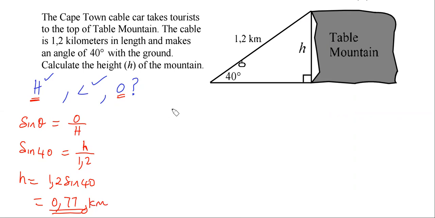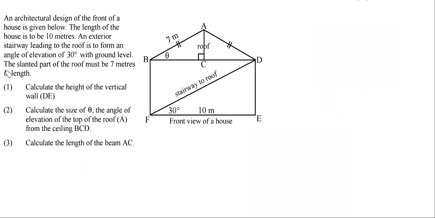It's always wise to check what is given to you and write it down. I am given the angle, I am given the hypotenuse, I am asked for the opposite. So which ratio uses opposite and hypotenuse? That's what you need to do. Let's move on to the next question.